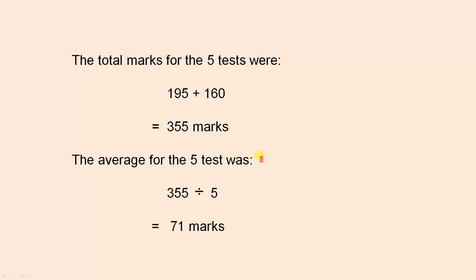So the average then for the 5 tests is 355 divided by 5. So if we work out that division sum, that gives us 71 marks, and that was the average. That was a very straightforward sum about averages.